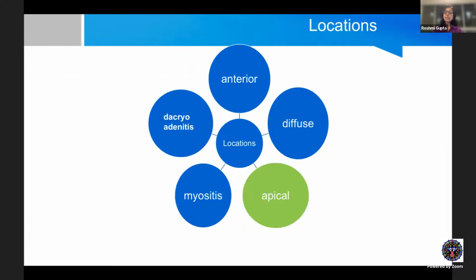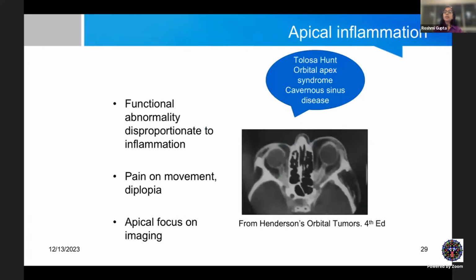Apical disease is comparatively rare, and apical disease can be exactly at the orbital apex. It can be at the superior orbital fissure in the Tolosa-Hunt syndrome, or a cavernous sinus disease. The functional abnormality is disproportionate to the inflammatory signs. So the optic nerve as well as the other nerves can be involved. There can be pain on movement, diplopia, and early loss of vision.